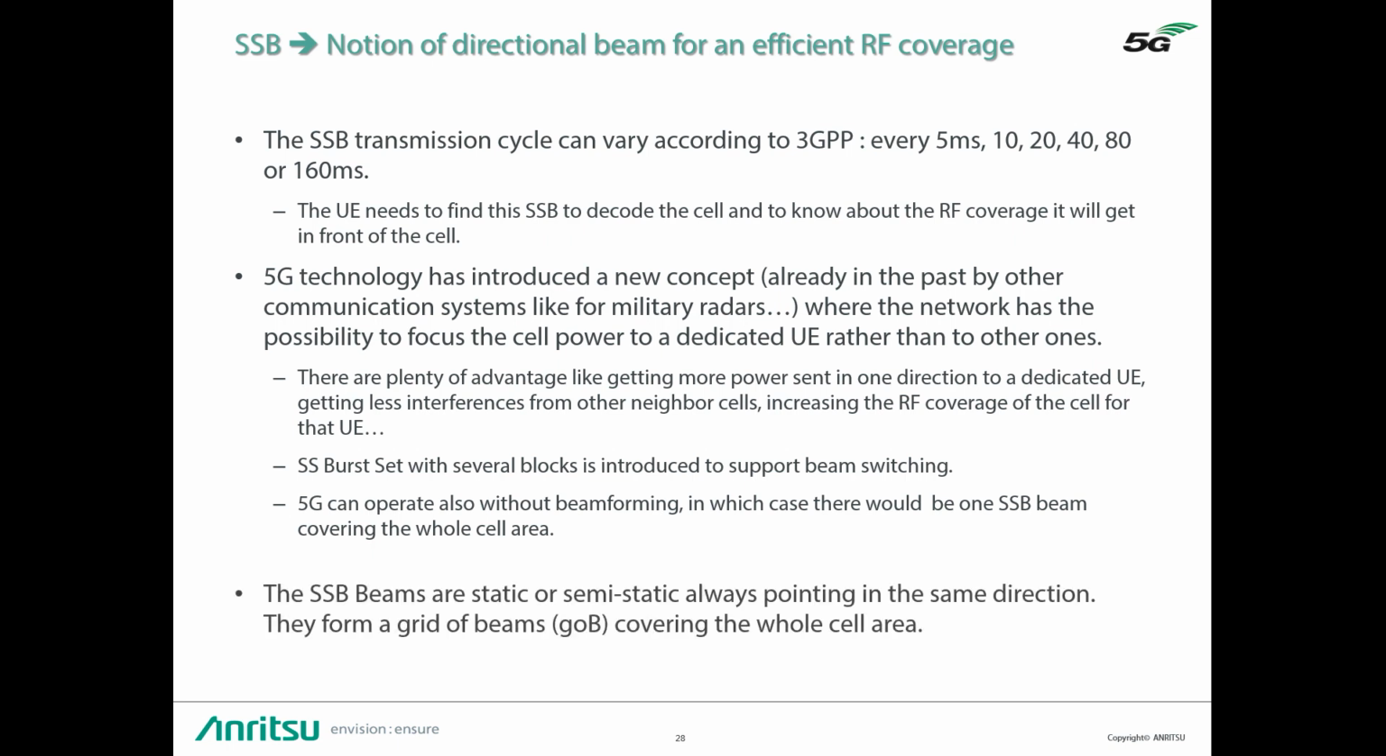There is no cell-level reference channel from where the coverage of the cell could be measured. Instead, each cell has one or multiple synchronization signal block beams. These beams are static, or semi-static, always pointing in the same direction. They form a grid of beams covering the whole cell area. The UE searches for and measures the beams, maintaining a set of candidate beams to establish communication with the network. The candidate set of beams may contain beams from multiple cells.